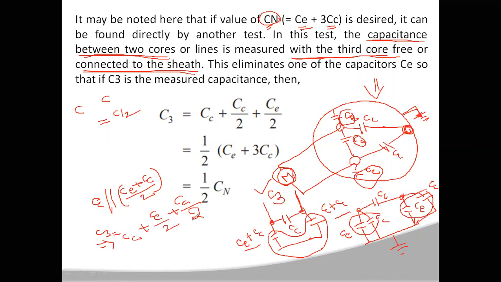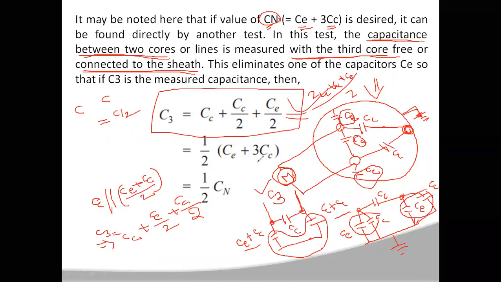Is it okay? Have you understood this value? C3 is CC plus CE by 2 plus CC by 2. C3 is equal to CC plus CC by 2 and CE by 2. From this expression you can take 1 by 2 as common. Then you will get C3 as 1 by 2 into CE plus 3CC. Take 2 as common: 2CC plus CC plus CE, so that value will be 3CC plus CE by 2.